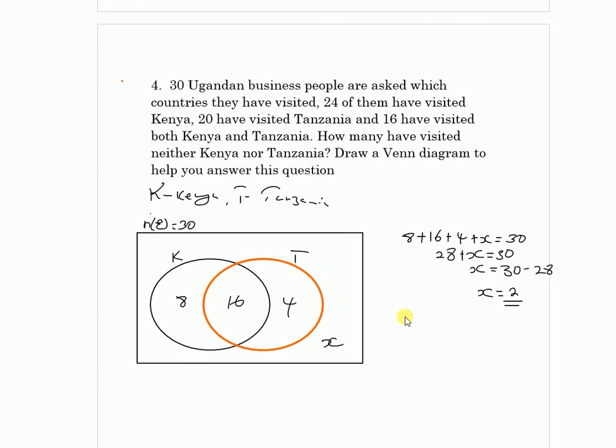So you conclude and say that 2 business people visited neither Kenya nor Tanzania, as the final conclusion after solving the problem. We don't have a formula for this. We have to use the Venn diagram. We shall have more examples on 3 set problems in the next video. As for now, peace.